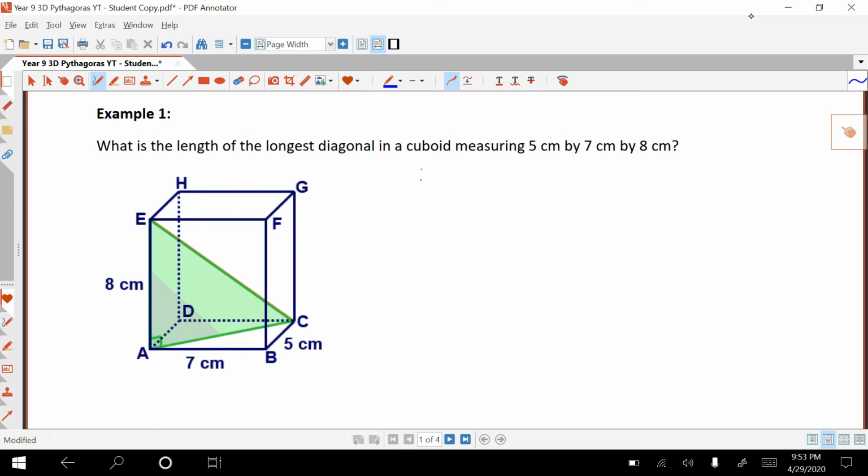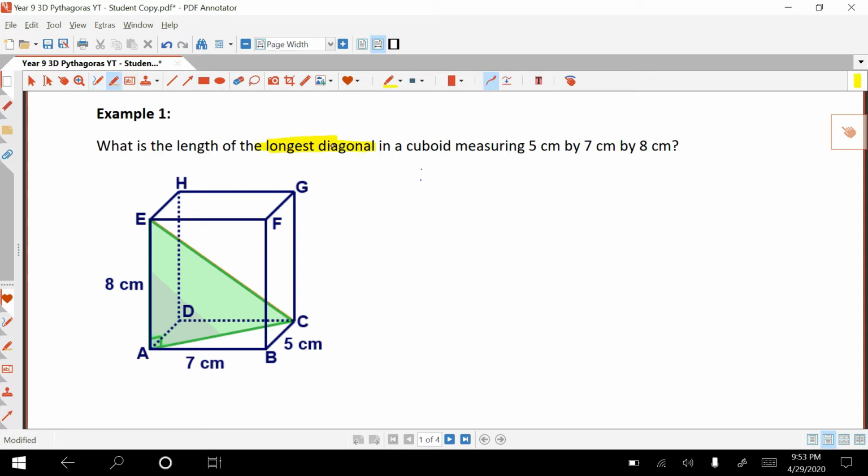In this video, I'm going to look at how to apply Pythagoras theorem to find lengths in three-dimensional figures. So in example 1, we have a cuboid which measures 5 centimeters by 7 centimeters by 8. And we are required to find the longest diagonal.